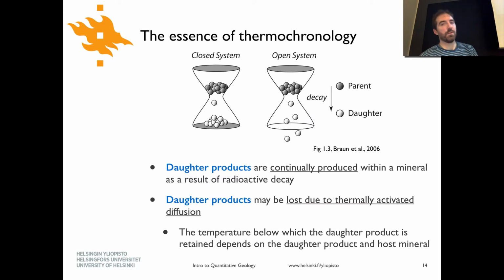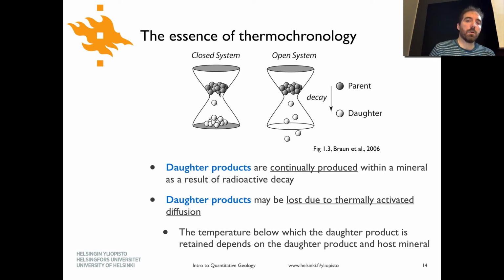And again, we'll see a little bit more about how this works in what's coming up. But here's maybe a useful picture. This is essentially how the idea of a thermochronometer works. You have some parent isotope here that's shown in gray, and it decays to produce some daughter product. That is the little white balls here. And for thermochronometers, there's basically two different behaviors that you can think of.